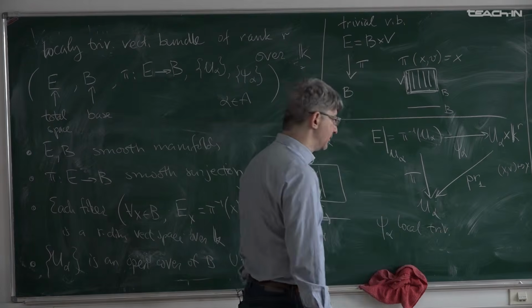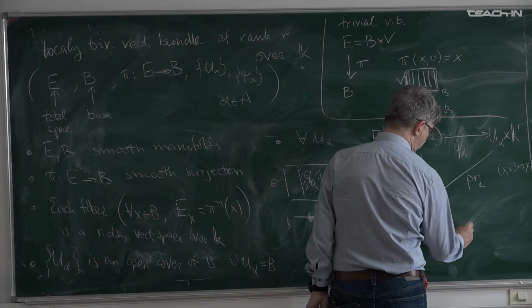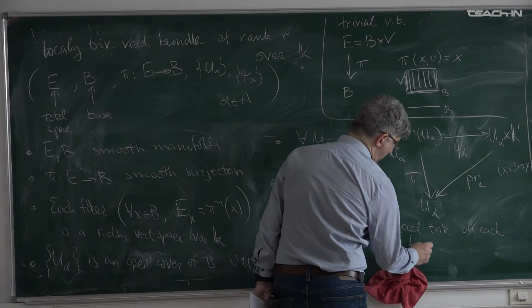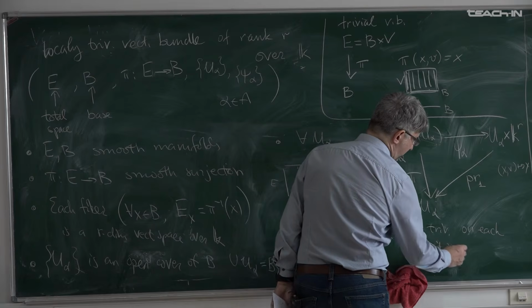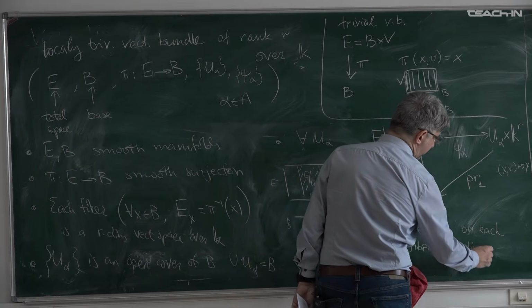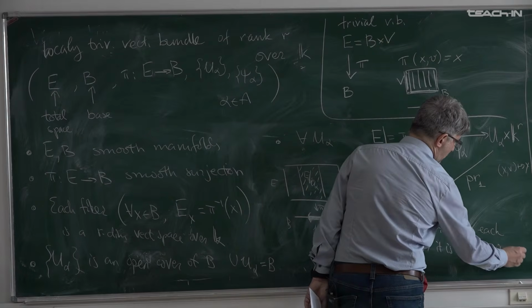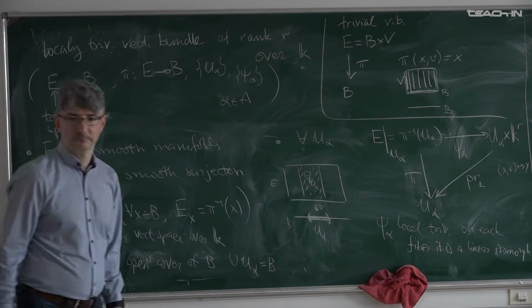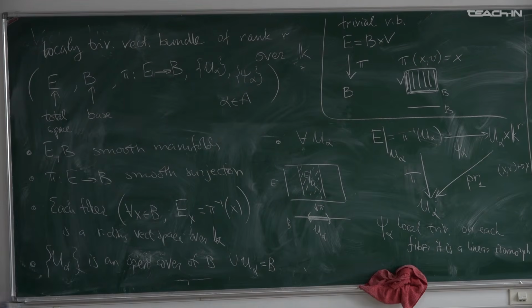And we require that on each fiber, it is a linear isomorphism. So this is a way to explain why the structure of the vector space varies in a smooth way as you go around the base. So this is a definition.